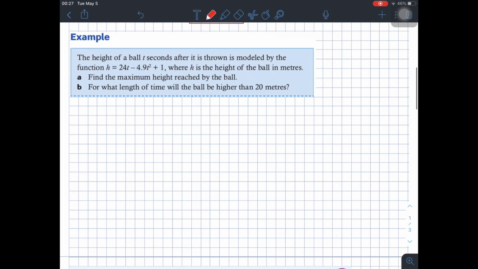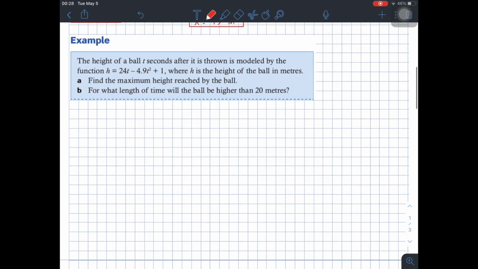It says the height of a ball t seconds after it is thrown is modeled by the function height equals 24t, where t is time, minus 4.9 t squared plus 1, where h is the height of the ball in meters and t is the time in seconds. Okay, so this is a very common example of quadratic equations. Parabolic motion when we throw a ball, right?